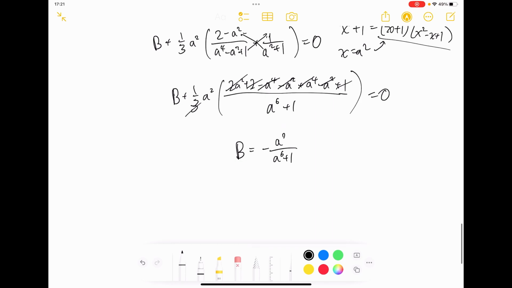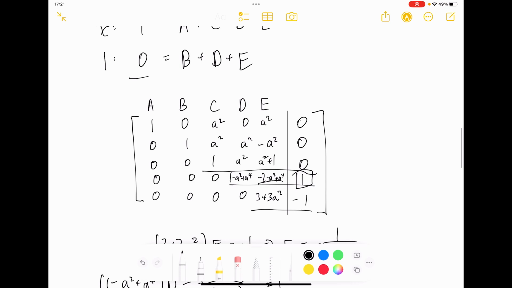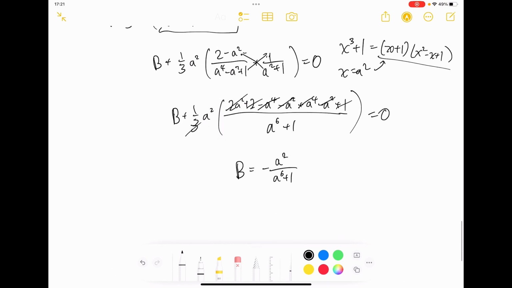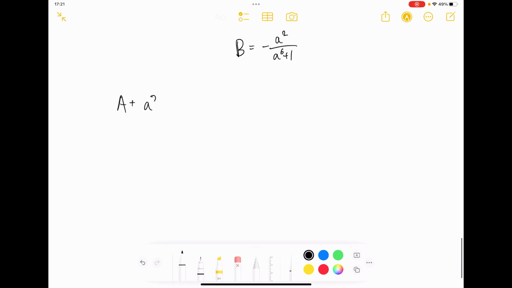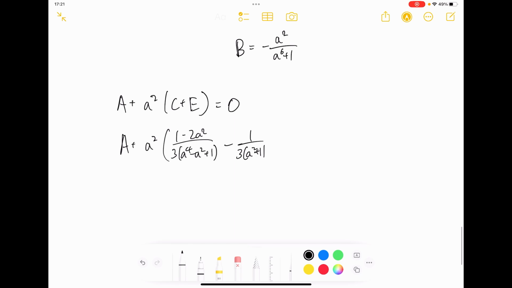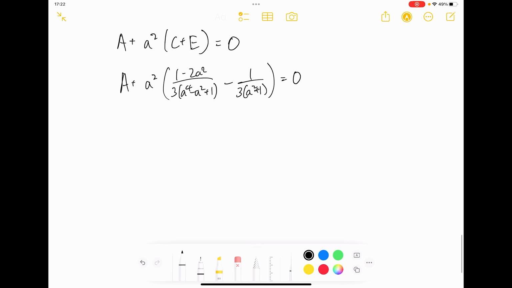And we can do the same thing for a. So a is ACE, and C and E are multiplied by a squared. So a plus a squared times c plus e, that's 0. And c is 1 minus 2a squared divided by 3 times this. And e is negative 1 over 3 times a squared plus 1. A squared plus 1, not 11. And equals 0. And again, we can factor out a third. Let's factor out a third, please. Factor out a third. And we'll cross multiply.